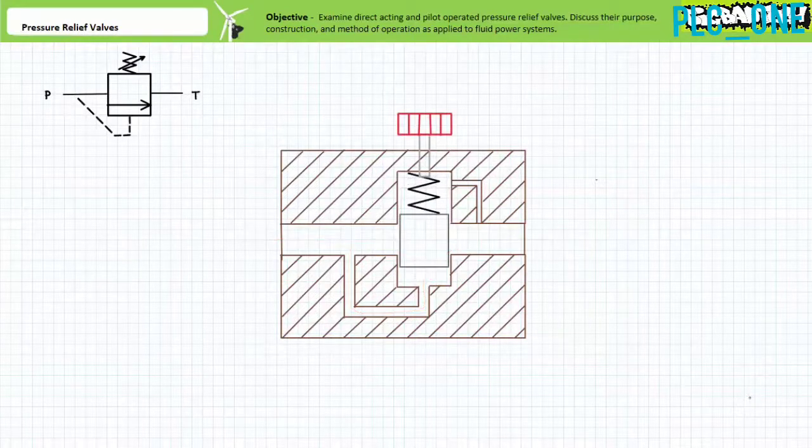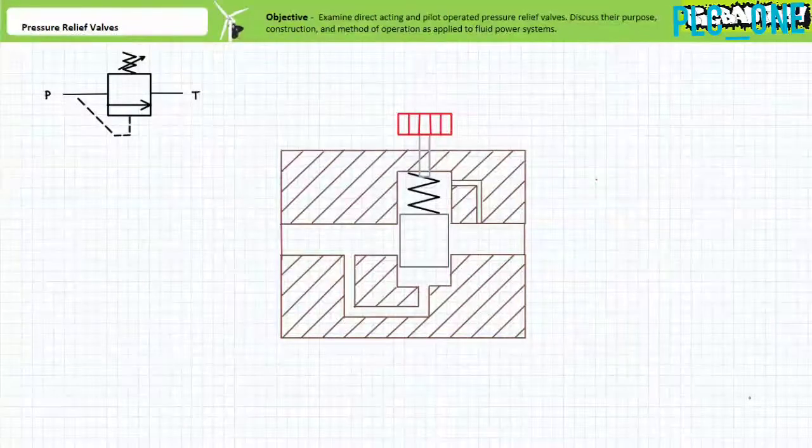The utility of this direct-acting pressure relief valve can be expanded by adding an adjustable knob. The knob's purpose is to change the force exerted by the biasing spring and therefore the pressure setting of the pressure relief valve. This is the spring and arrow modifier in our schematic symbol.